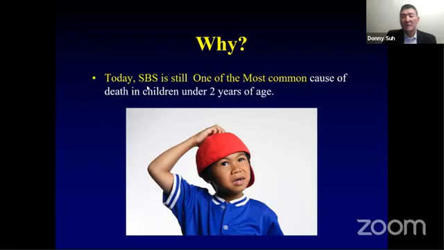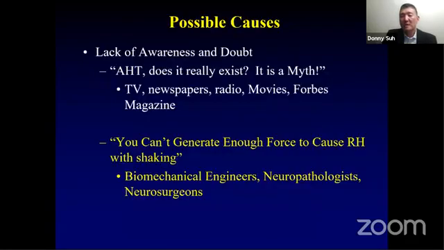Today, shaken baby syndrome is actually still one of the most common causes of death in children under the age of 2. Why is that? Well, possible causes include a lack of awareness and doubt. You don't have to look very far. Just go to your computer or your phone and type in abusive head trauma. There are many articles out there by so-called reputable journals, and there's even a movie that doubts the existence of abusive head trauma.